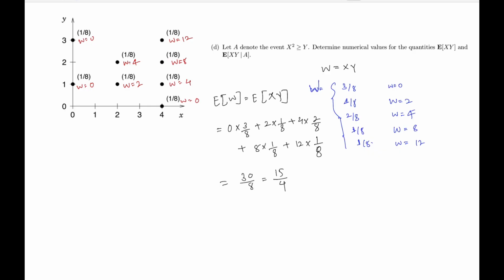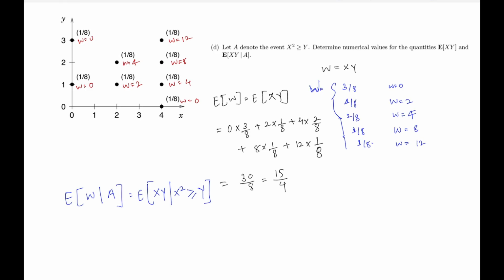Now let's try to find this conditional expectation. The conditional expectation of this random variable W, given the condition A. In other words, you can write it like this: the conditional expectation of this function, given that x square is greater than or equal to y. Let's first find out our conditional universe. So x square should be greater than or equal to y.